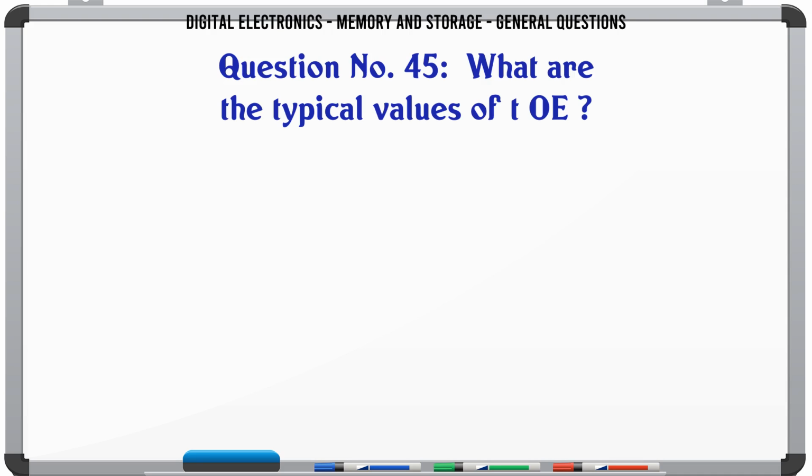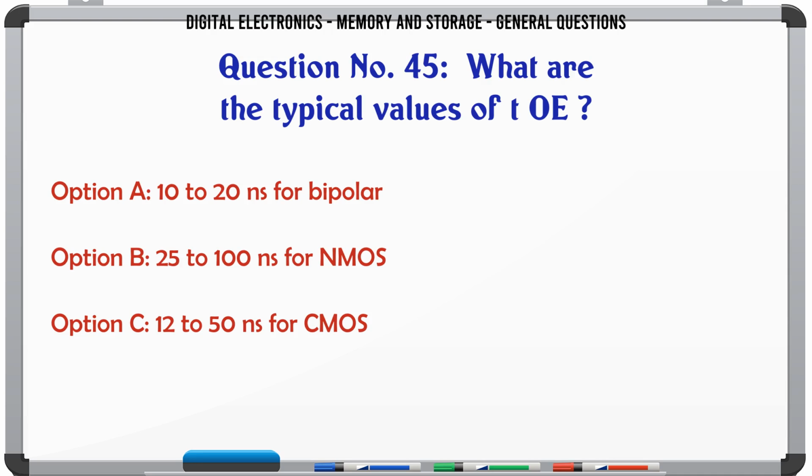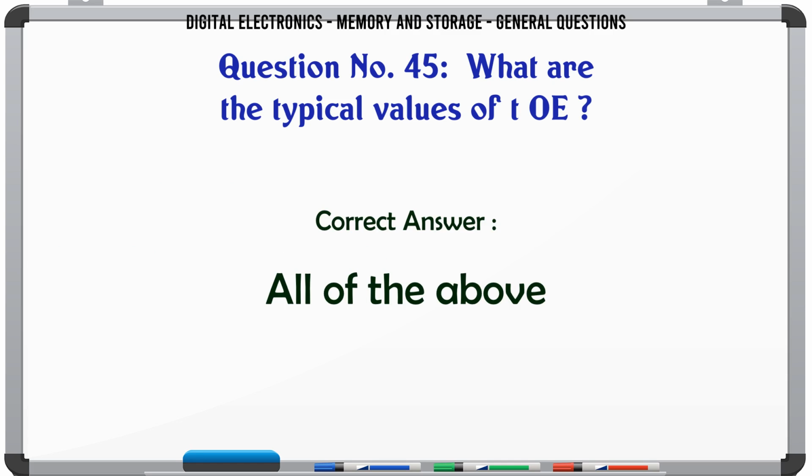What are the typical values of TOE? A. 10 to 20 ns for bipolar, B. 25 to 100 ns for NMOS, C. 12 to 50 ns for CMOS, D. All of the above. The correct answer is all of the above.